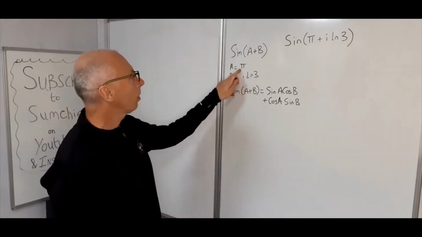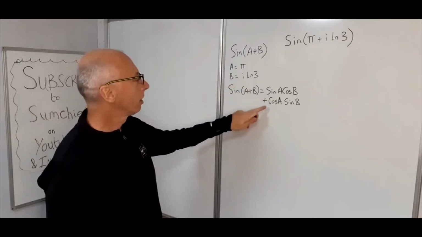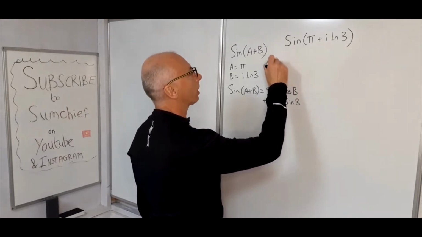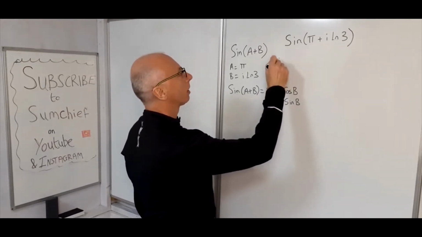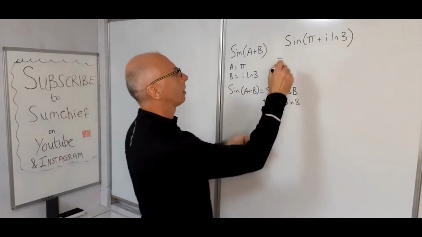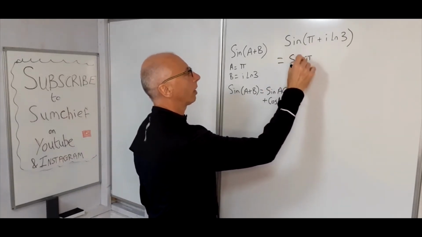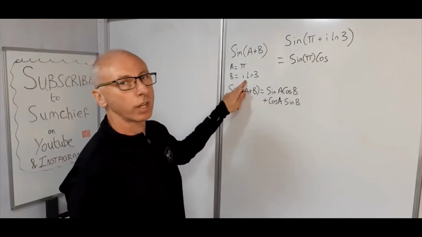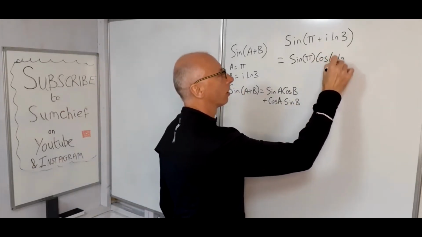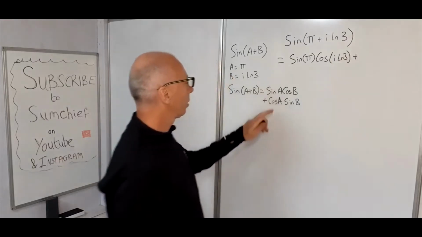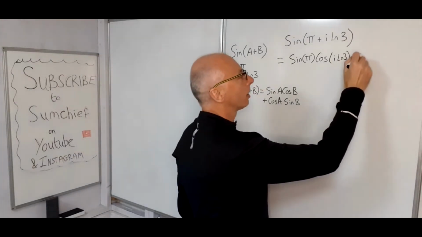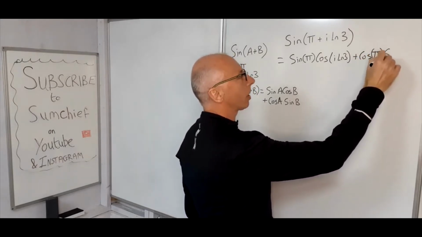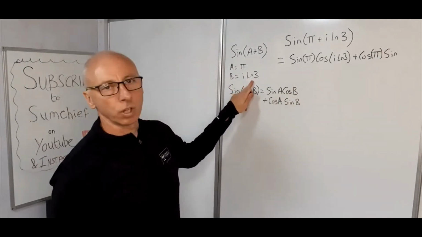Okay, so we know what our A is, we know what our B is, so let's plug that in here and see where we come to. So sine of pi plus i natural log of 3 equals, now we're going to need quite a lot of room here, sine of A, so sine of pi times cosine of B, which is i natural log of 3, and then add cosine of A, so cosine of pi, and multiply that by sine of B, i natural log of 3.